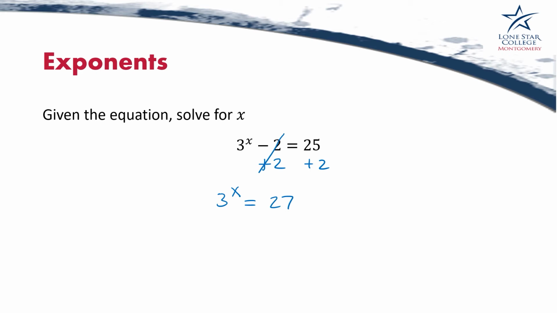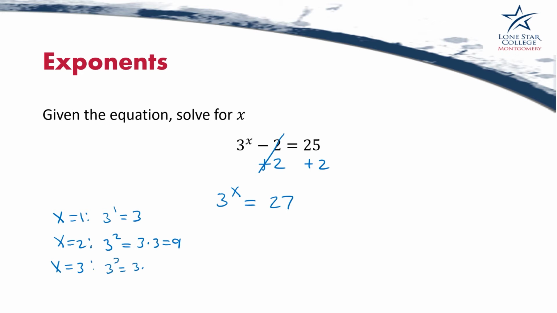So for instance, if x is equal to 1, that would be 3 to the 1 power, which is only 3. Not there yet. When x is 2, what's that? 3 to the 2nd power. That's like saying 3 times 3, which is 9. Not quite there yet. X is 3, we have 3 to the 3rd power.